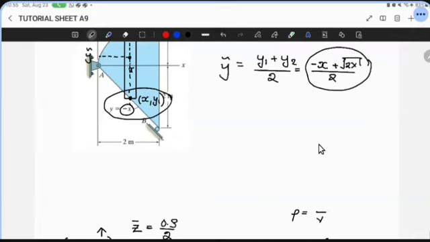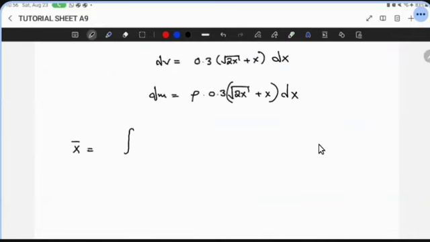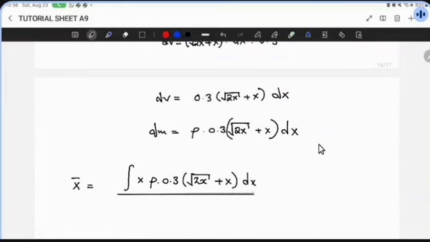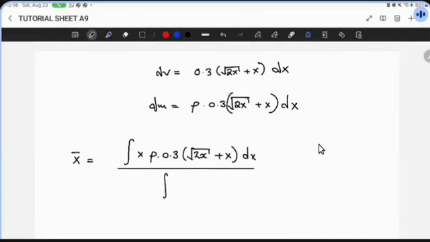So we can go back to our integral. We need x tilde. So where there's x tilde, we saw x tilde is the same as just x. Then we need dm. dm is the density times 0.3. Then we have root of 2x plus x dx. Then this will be divided by dm. Again, dm comes with density times 0.3 root of x, root of 2x, I mean, plus x.